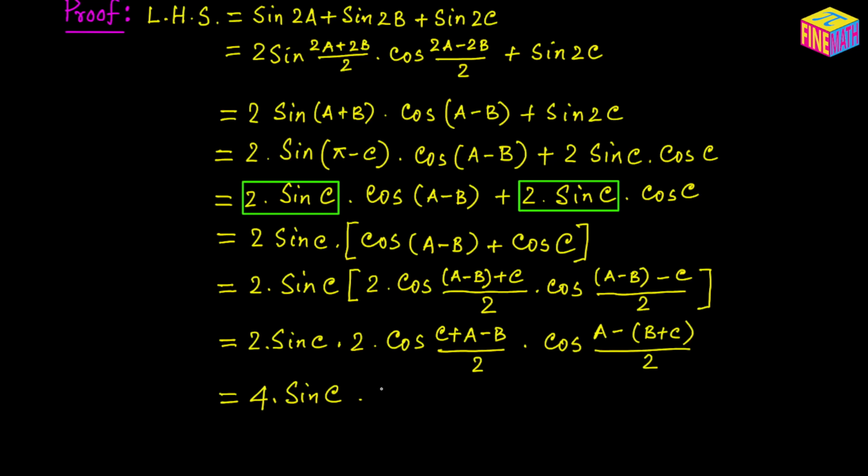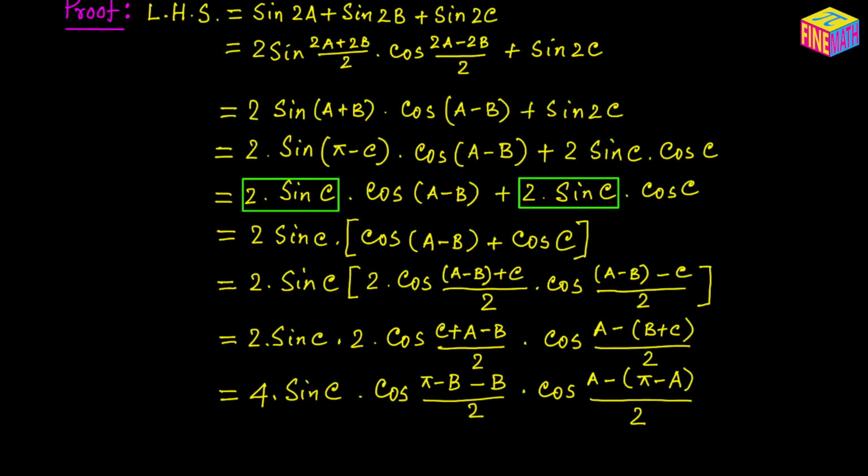Can we write it as cosine of, in place of c plus a, can we write it as pi minus b? So this is actually pi minus b, that's the c plus a, and then minus b, one more negative b is there. So in place of c plus a, I am writing pi minus b, and also there is another minus b over 2 times cosine of a minus, here again I am going to write pi minus a, because b plus c is equal to pi minus a over 2, and from here let's simplify a little more.